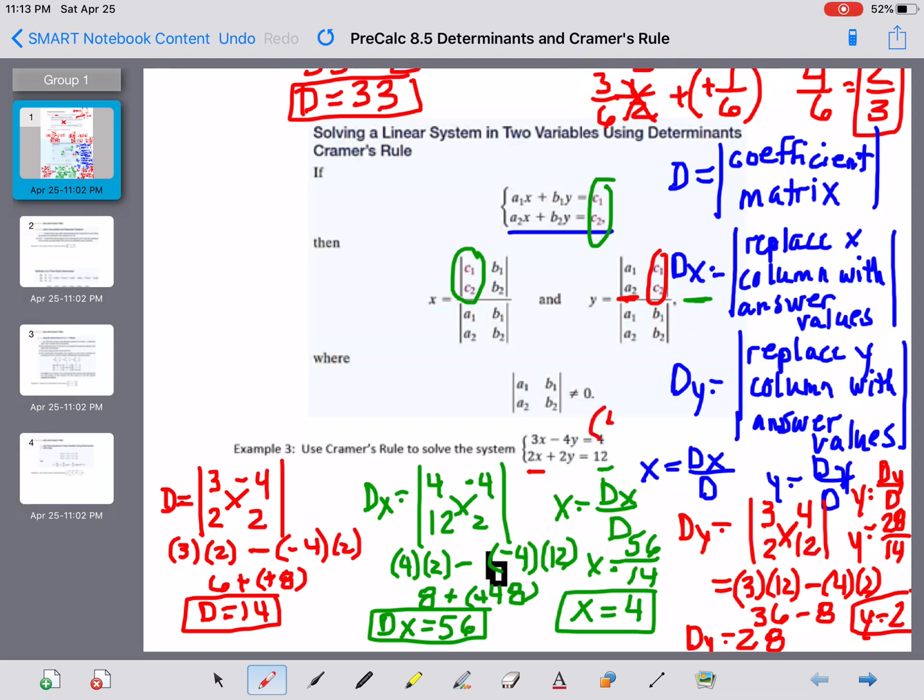4 is my x, 2 is my y, and if I check, 3 times 4 is 12, minus 4 times 2 is 8, 12 minus 8 is 4. Works for the first equation. Second equation, 2 times 4 is 8, 2 times 2 is 4, 8 plus 4 is 12, works for the second. So that's a quick, simple example of Cramer's rule using these determinants. When we find the d determinant, the dx determinant, and the dy determinant, we can solve for our x and our y variables. All right, let's move on.